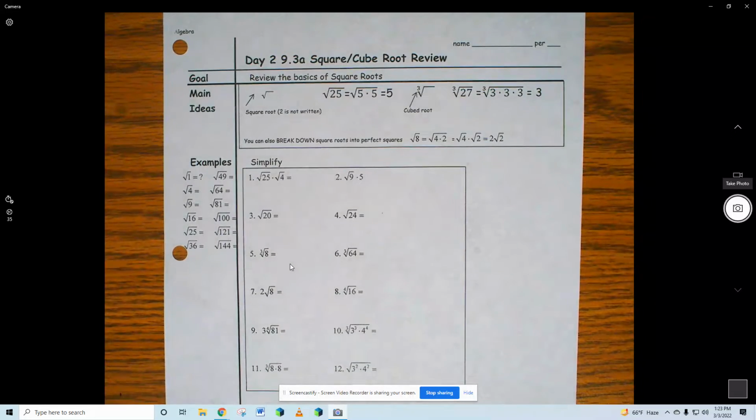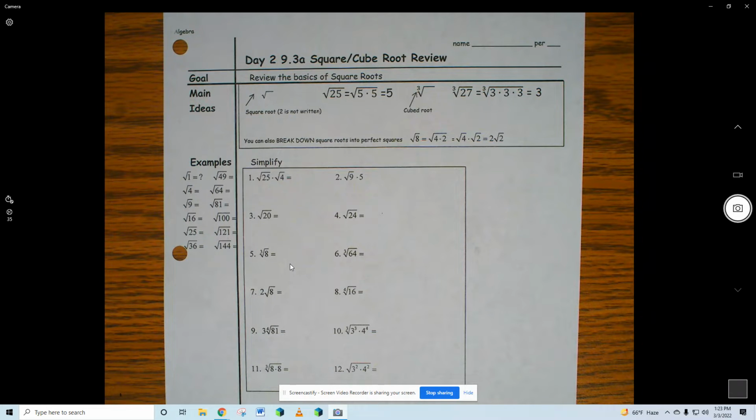Okay. So we are on section 9.3. We've got radicals again, square roots. I am going to introduce to you cube roots, which means something times something times something, 3 times. That's called a cube root.